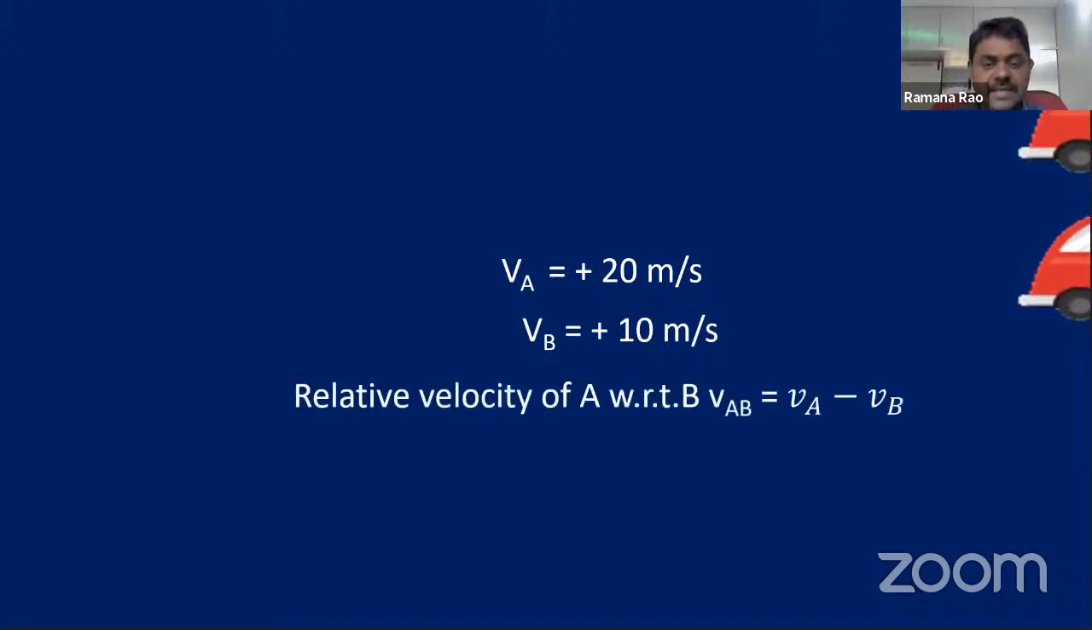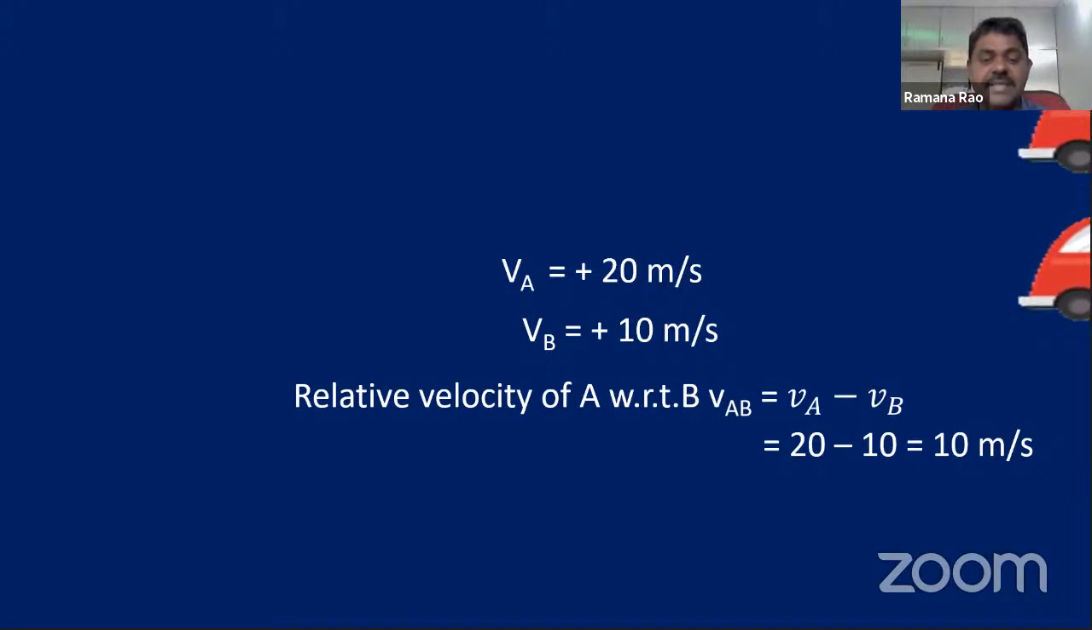Now velocity of A with respect to B, as you know, VAB is equal to VA minus VB. Dear children, you can see VAB, velocity of A with respect to B, is VA minus VB. That means substitute the values: 20 minus 10, 10 meter per second. That is a positive value, 10 meter per second.